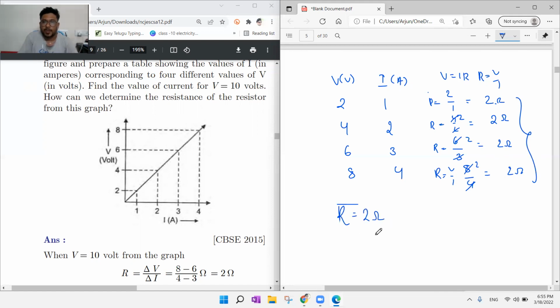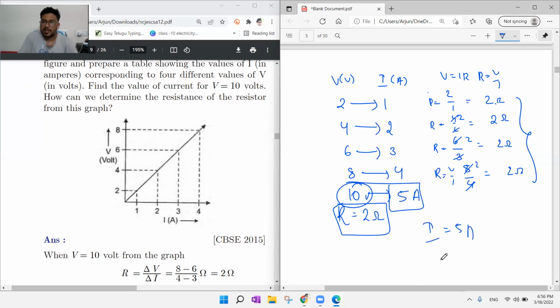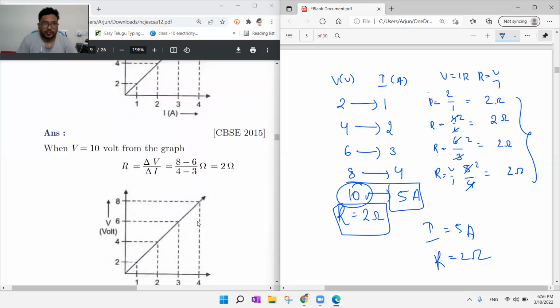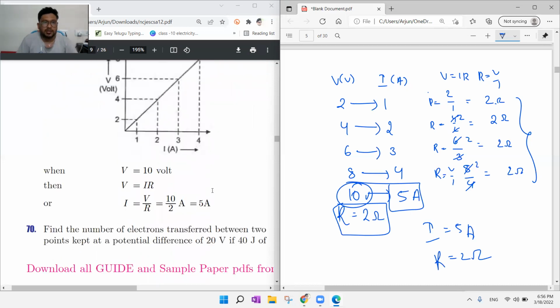So we got the resistance value, and here they asked us to find the value of current for V equal to 10 volt. So what is the relation? Half of 2 is 1, half of 4 is 2, half of 6 is 3, half of 8 is 4. If the voltage value is 10, half of 10 is 5. So definitely if voltage is 10 volt, current will be 5 amp. This is the answer we have to write. So at last we got I is equal to 5 amp and R is equal to 2 ohm.